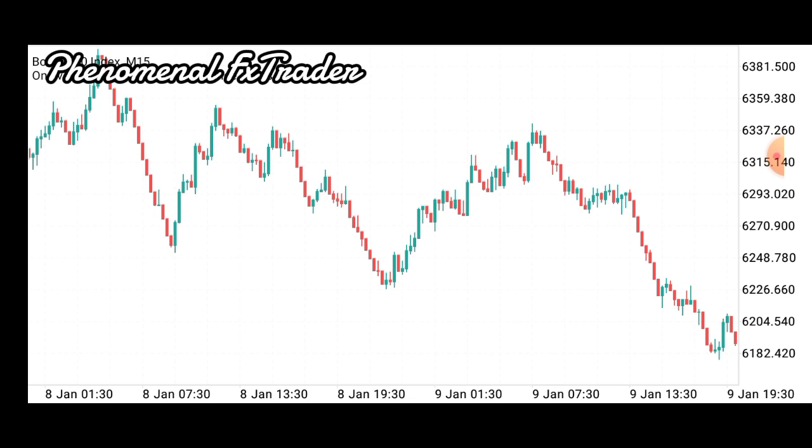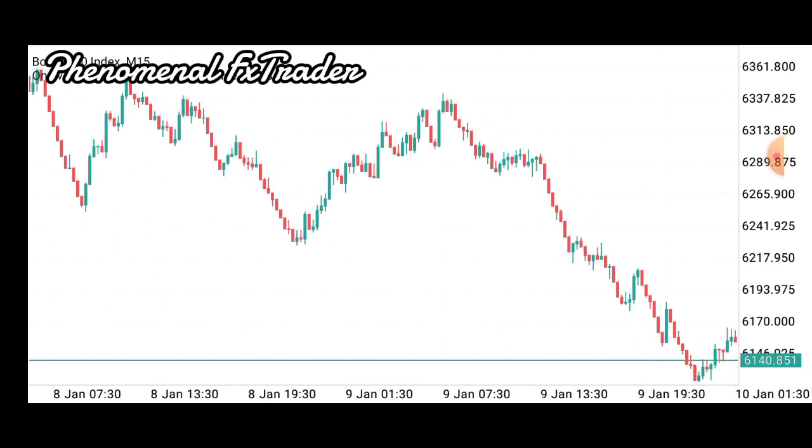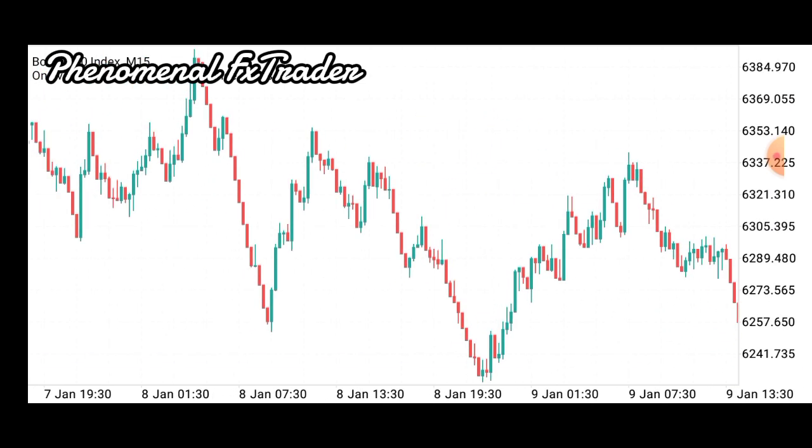For example, this is the Boom 500 index. I have taken some trades on this particular pair, I think some 2 days ago and yesterday. Then there are things I need to share with you which will help you also be able to identify these structures.